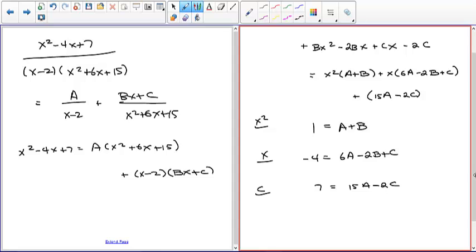So we set the coefficient of the x squared term, which is 1, equal to a plus b. The coefficient -4 is equal to 6a minus 2b plus c. And the coefficient 7 is equal to 15a minus 2c.